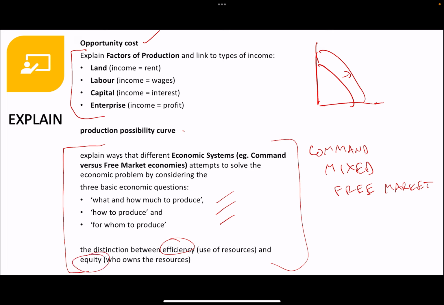Okay, and so going back through some of that work there to understand how governments and societies over time have tried to answer these three basic economic questions, and they've come up with different models of how to achieve that. The three key models are command, a mixed economy, which once again is a bit of a continuum, all these are on a continuum, to a free market economy. Okay.